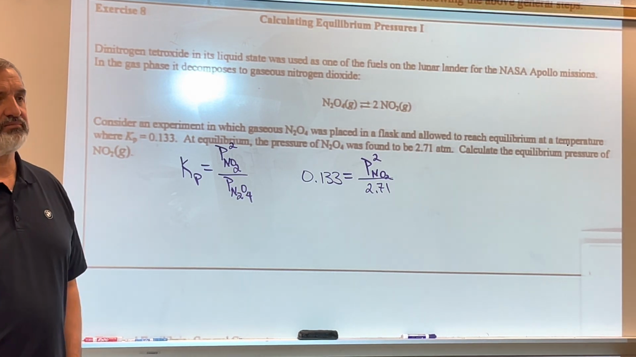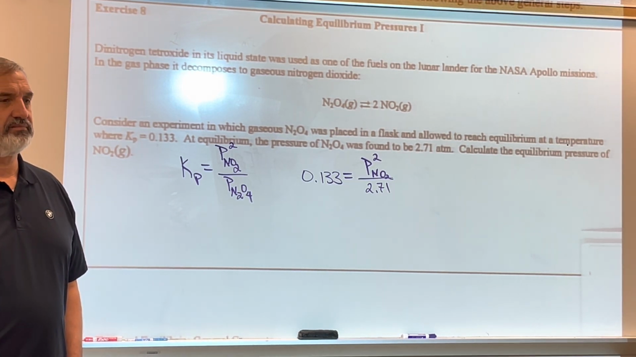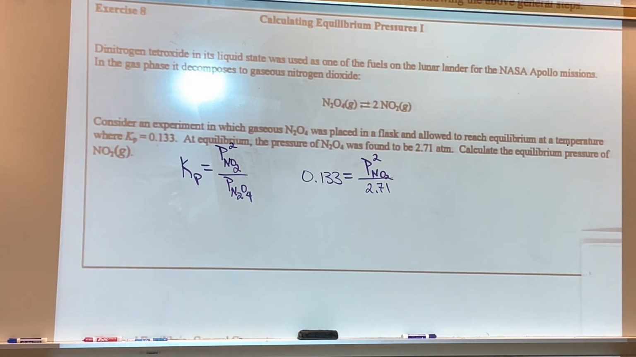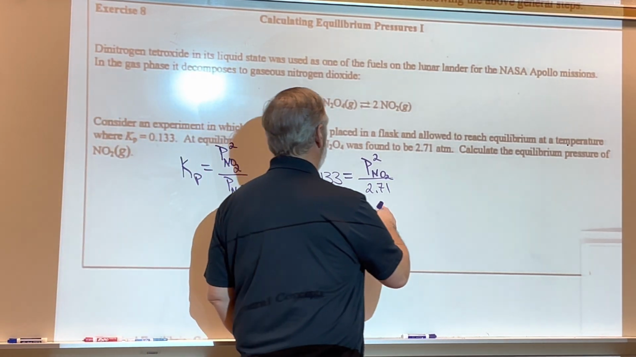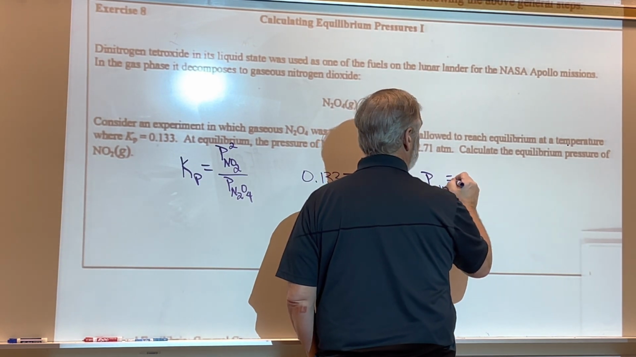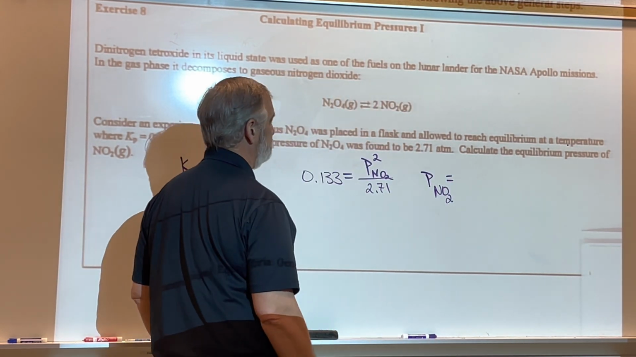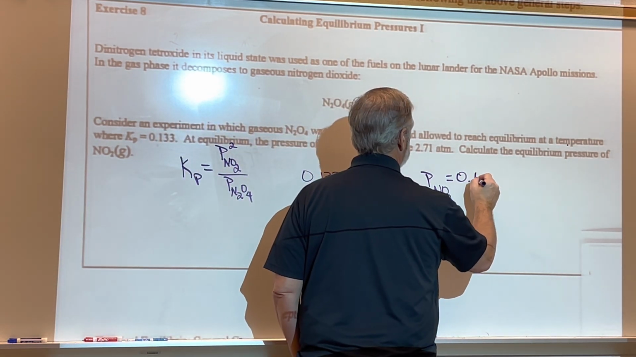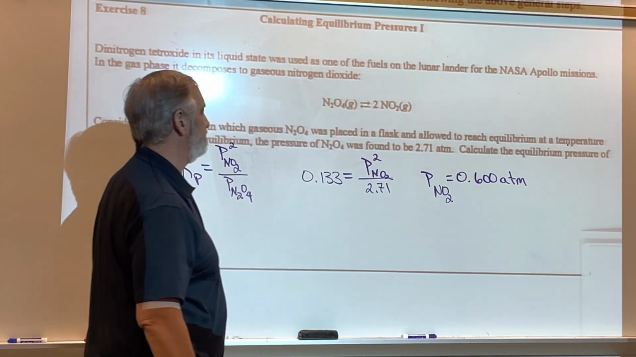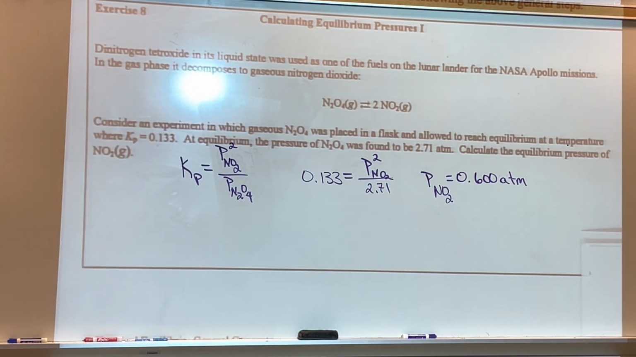Yes, sir, Matthew? Okay. So you solve for the pressure of the NO2, multiply the two sides, take the square root, the pressure of the NO2 is going to equal what? 0.600. And that's going to be atmospheres. And you just know pressure is going to be in atmospheres. We don't have to worry about the units.